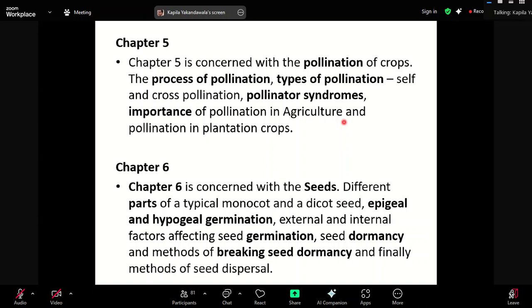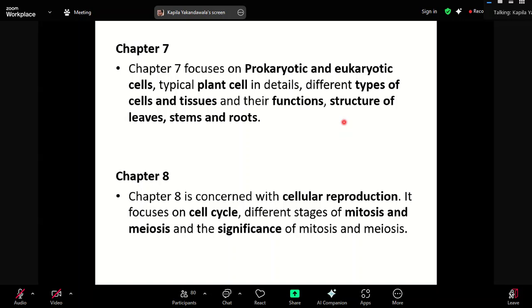Then after pollination comes fertilization, followed by seed formation. So we are going to discuss seeds, germination, dormancy, and how to break seed dormancy. Thereafter, in the next 2 chapters, we are going to discuss cells, tissues, and cellular reproduction.